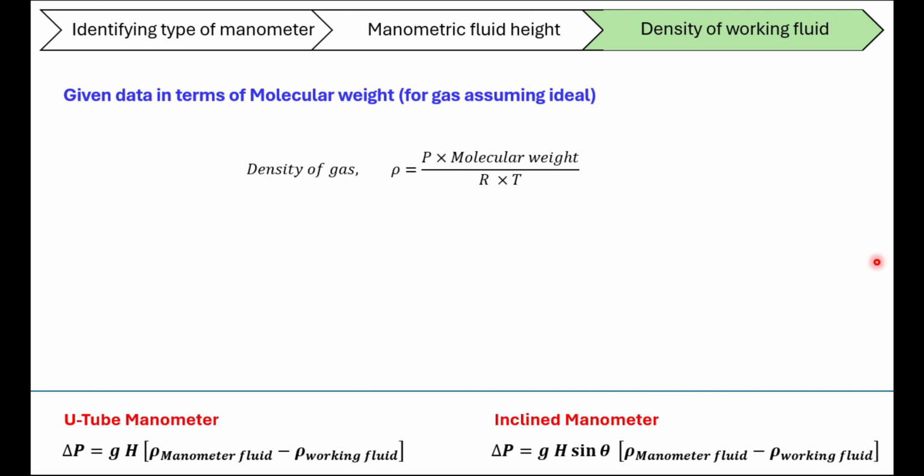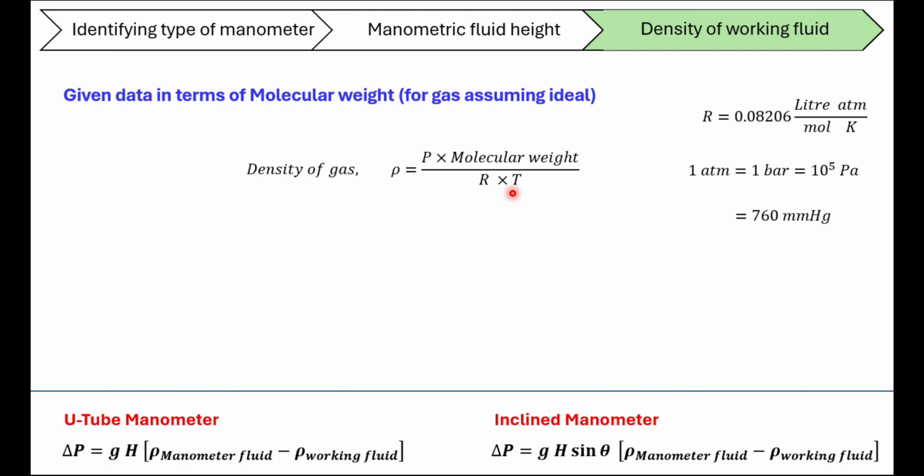Now the second way by which the density of the working fluid is given is in terms of molecular weight. If the working fluid is gas, usually they will give it in terms of molecular weight. We assume the gas is ideal. Then to calculate the density of an ideal gas, the formula is density is equal to pressure into molecular weight divided by gas constant R into T. Coming to the gas constant, since we are dealing with pressure in the equation, it's better to use the R value which has pressure, that is 0.08206 liter atmosphere per mole Kelvin.